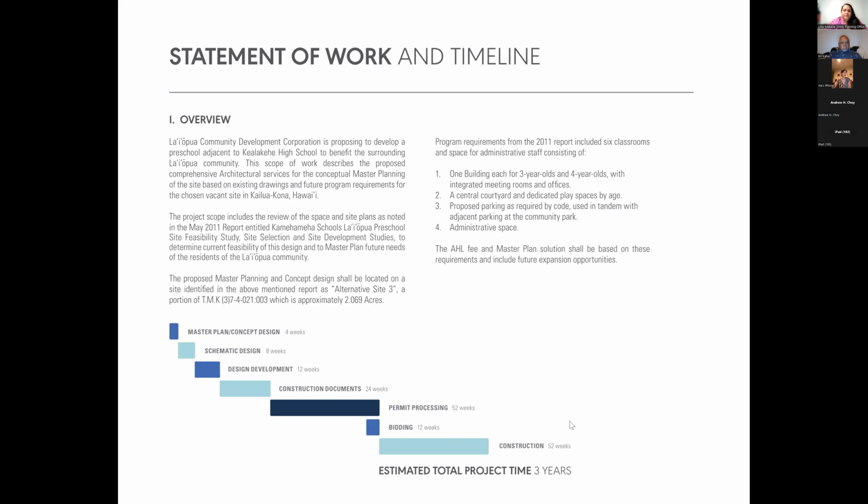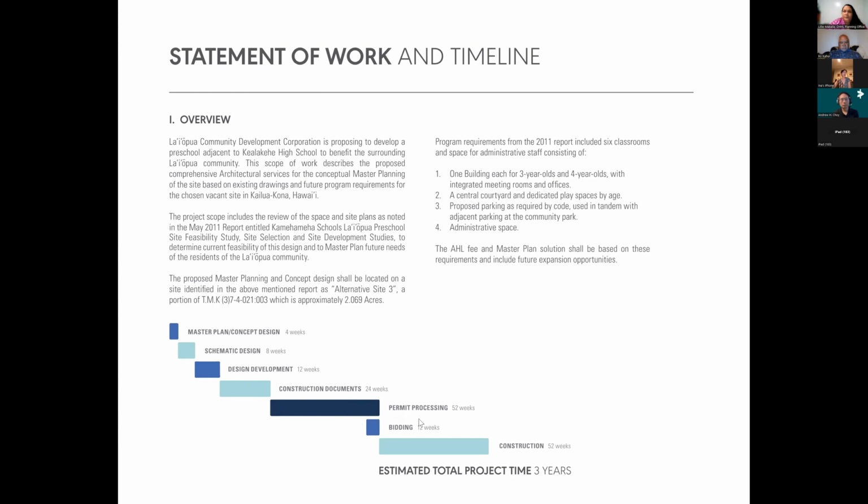So this outlines the whole design process. We'll start off with a master plan concept design and move on to a schematic design phase, which is about 8 weeks, and a design development phase where we take the schematic design and we develop the set of drawings. And then the construction documents, which are really the working drawings that the contractor will be building off of, takes about 24 weeks. And then we'll be submitting that to permitting.